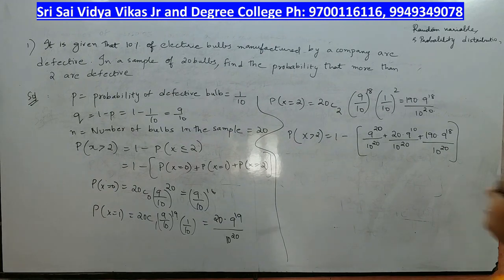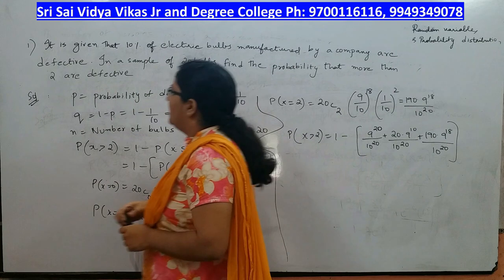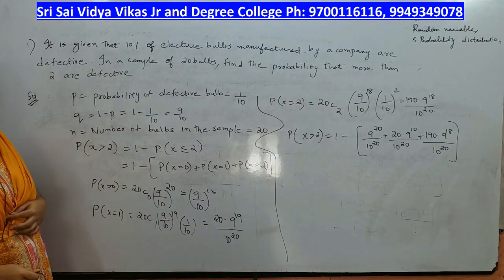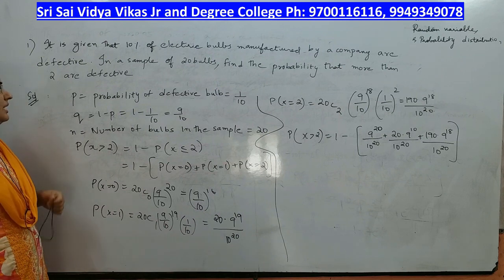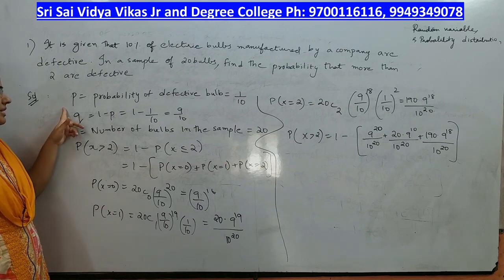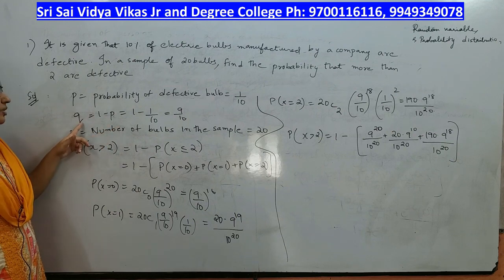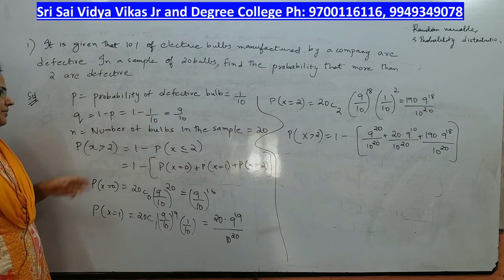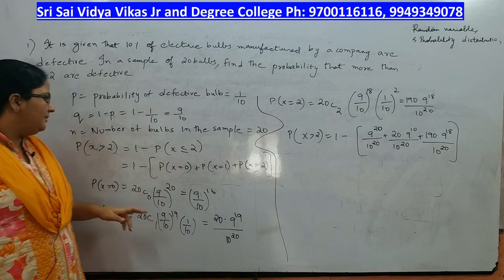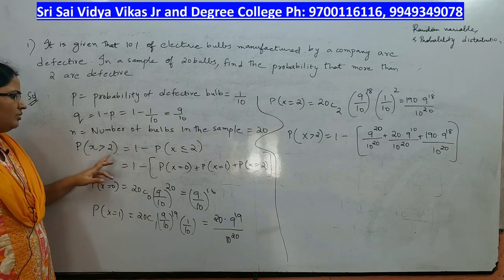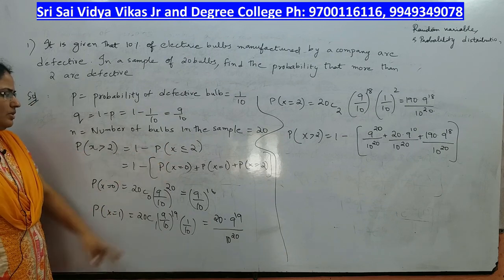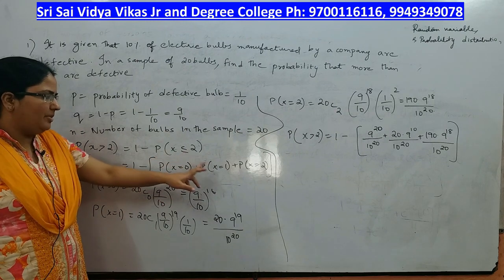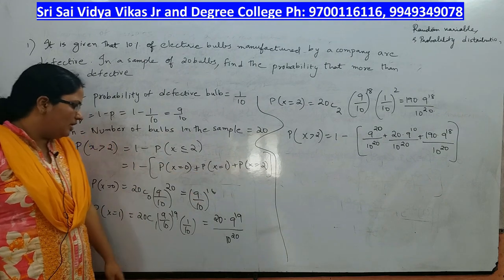It is given that 10% of electric bulbs manufactured by a company are defective. In a sample of 20 bulbs, find the probability that more than 2 are defective. Let p be the probability of defective bulbs. p is 1 by 10. q is 1 minus p, that is 1 minus 1 by 10, which is 9 by 10. Number of bulbs in the sample is 20. P of x greater than 2 is 1 minus P of x less than or equal to 2, which means P of x equal to 0, P of x equal to 1, P of x equal to 2.